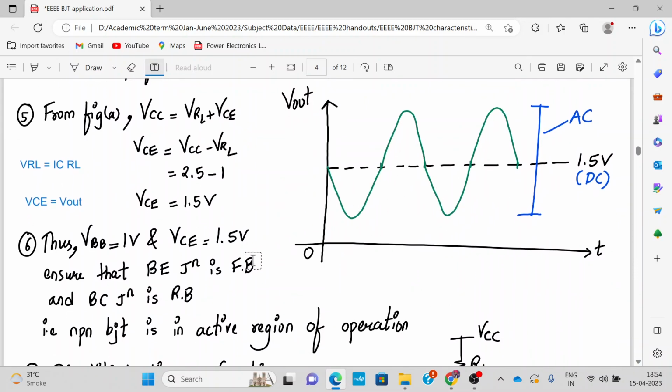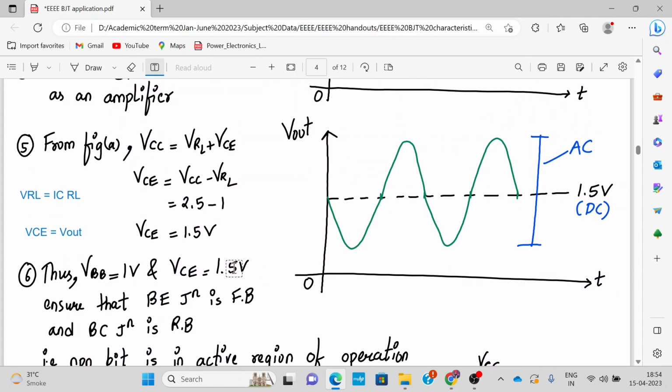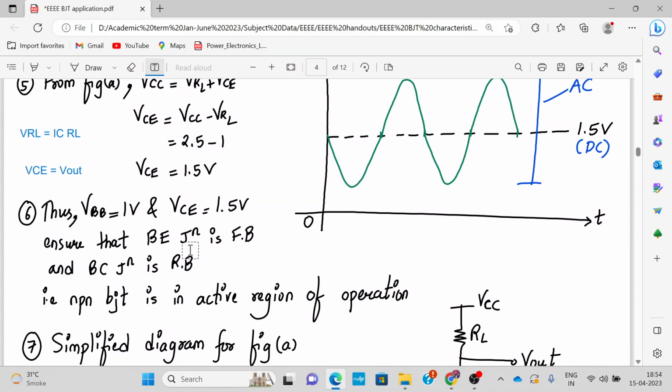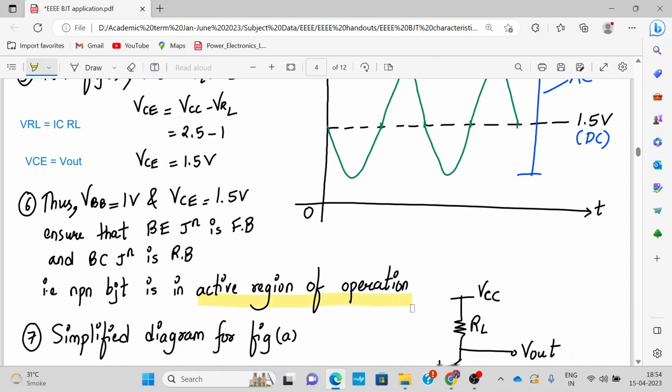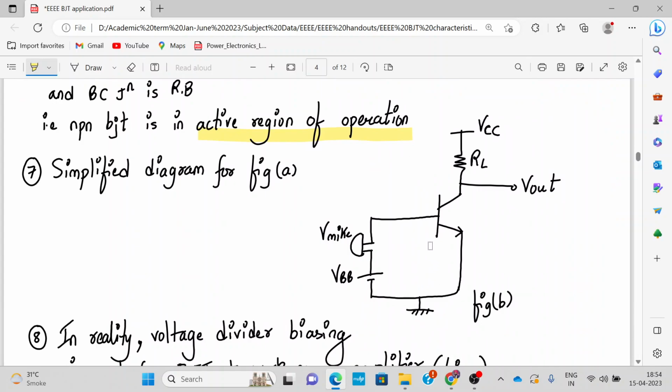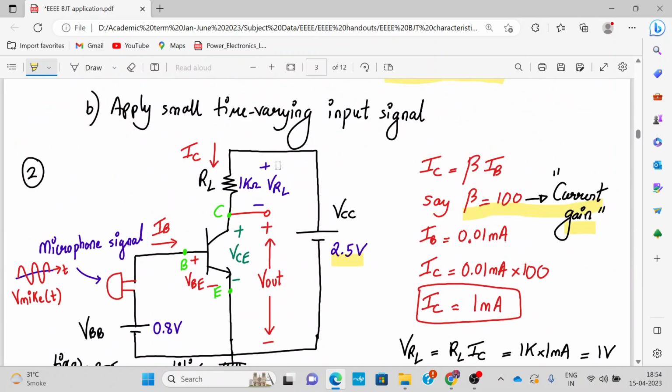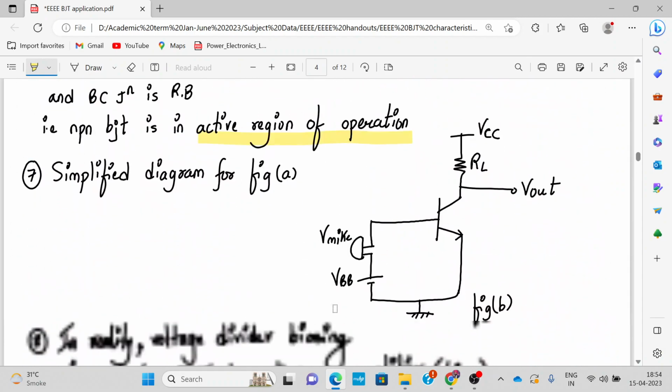Okay. So VBB equal to 1 volt and VCC equal to 1 volt will make sure that your base emitter junction is forward biased and base collector junction is reverse biased. That will make sure that your NPN BJT is working in the active region of operation. Okay. So here is the same simplified diagram for figure number A. So this diagram can be drawn like this also.